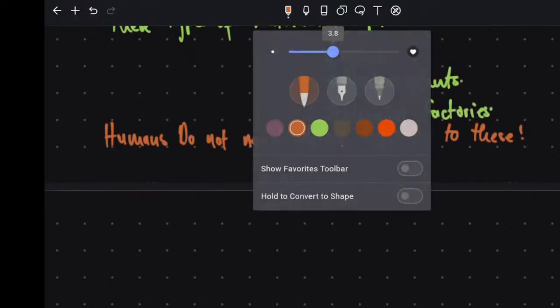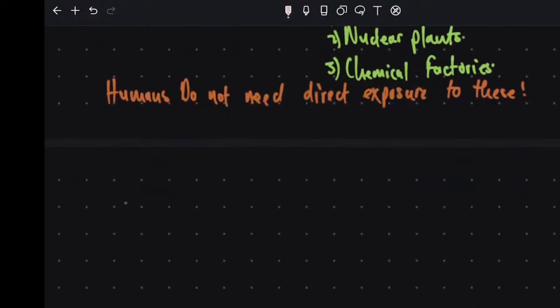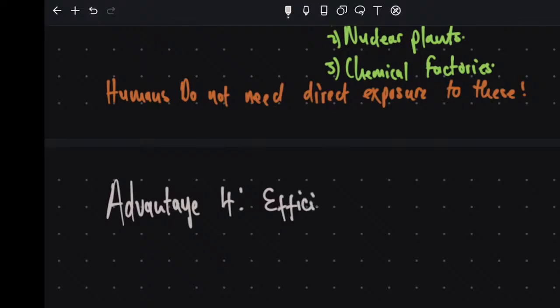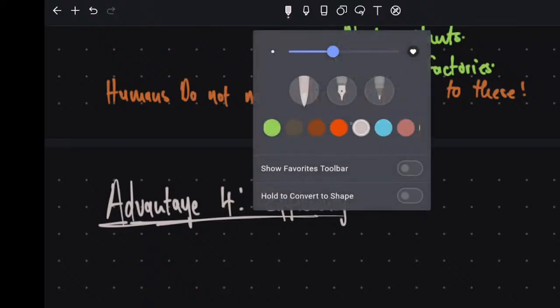Advantage number 4. This is reality, people. This is not a joke. Advantage number 4 is efficiency. What do you mean by efficiency? Let's see.